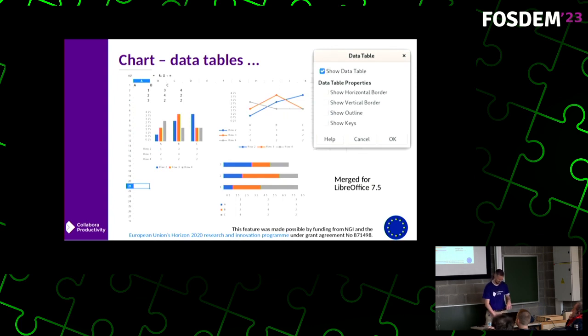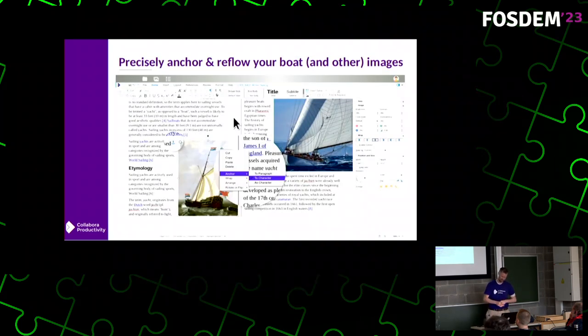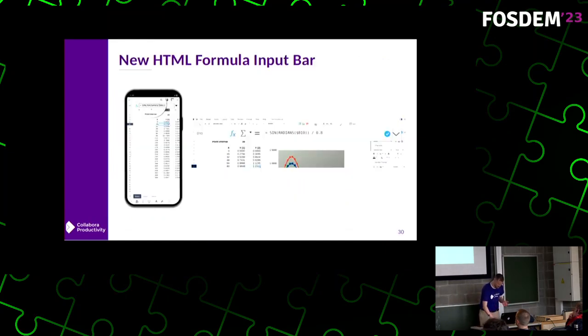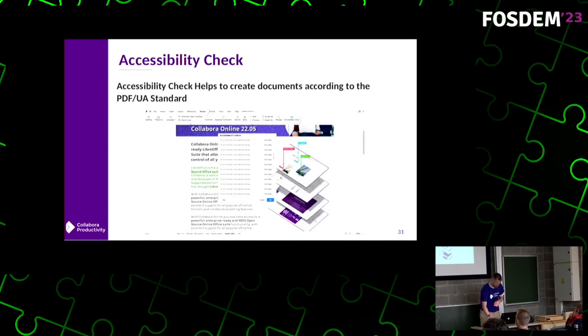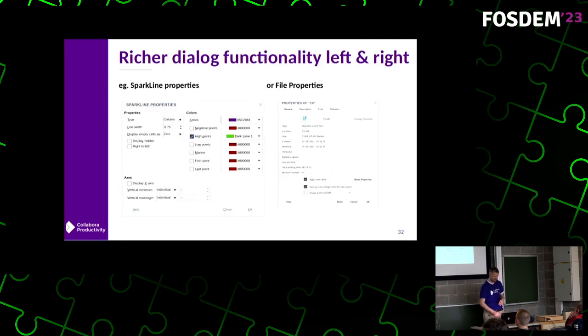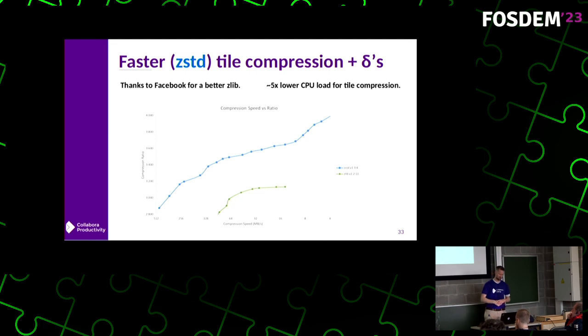Chart data tables, you wouldn't believe it, but these things at the bottom of charts are very popular in presentations. Some people like lines and other people like numbers, and now you can do both in the same thing. It's a key interoperability thing, and then lots of other random interop things, precisely anchoring your images and reflowing your text very nicely in the browser, improving our formula input bar, an accessibility checker to try and find problems in your documents for the visually impaired, prettier dialogue functionality happening on the client side, and lots of this is now JavaScript in the client side to make it more accessible and performant.